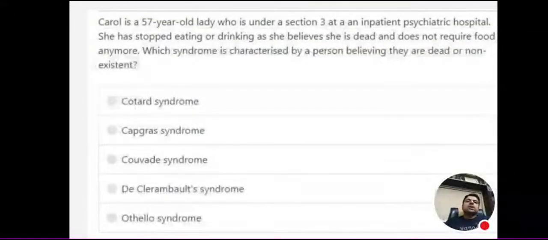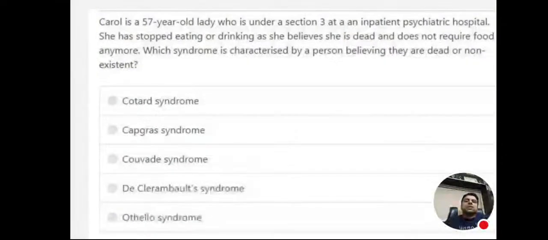A 57-year-old lady who is under a Section 3 at an inpatient psychiatric hospital has stopped eating or drinking as she believes she is dead and does not require food anymore. Which syndrome is characterized by a person believing they are dead or non-existent?